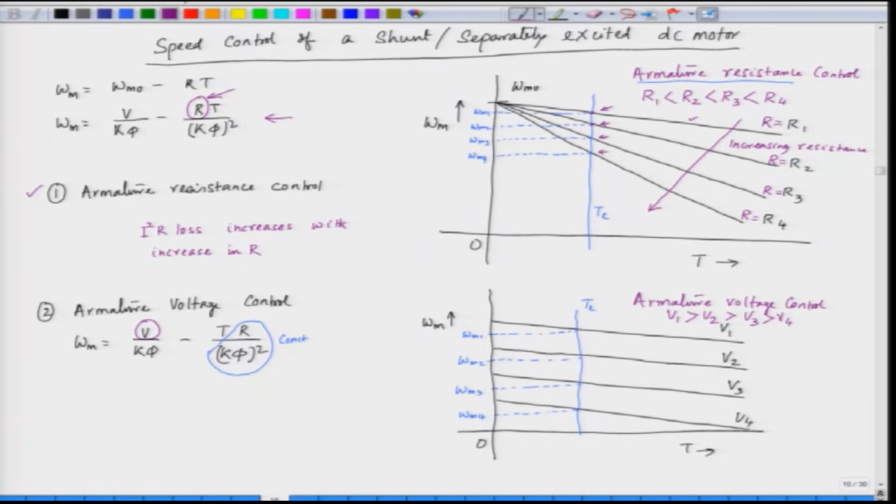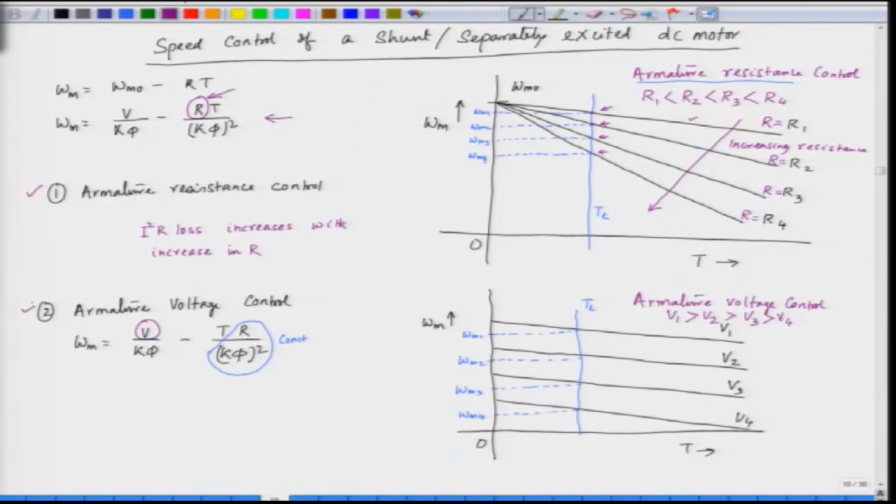Now, we go for the second method, which is the armature voltage control. Now, in the second method, we have the same speed torque characteristic. What we do here, we control the armature voltage. Armature resistance is kept constant, we do not change the armature resistance, this is at the minimum value, and then what we do here, we change the applied voltage V.